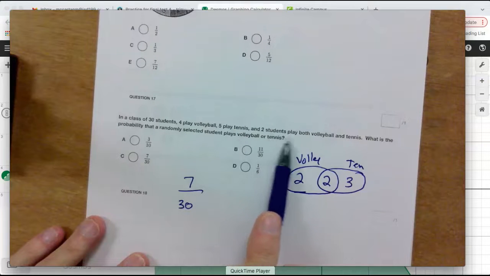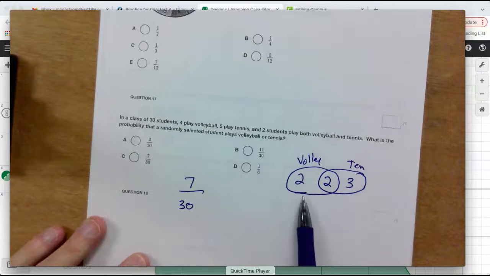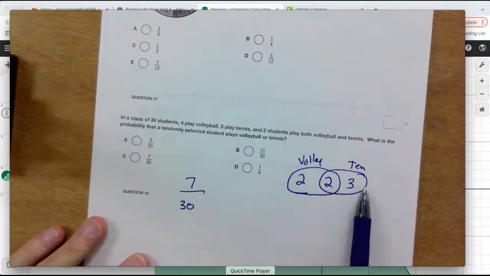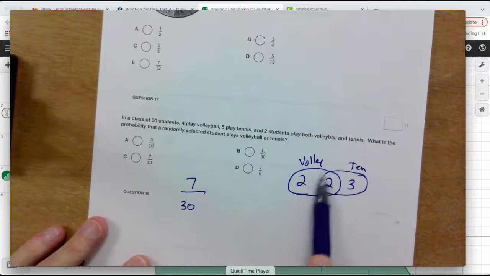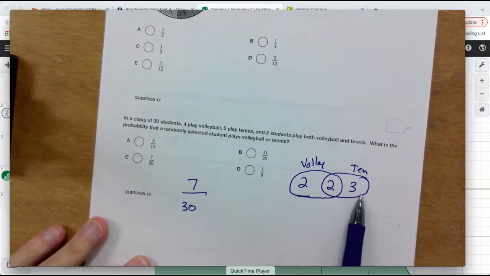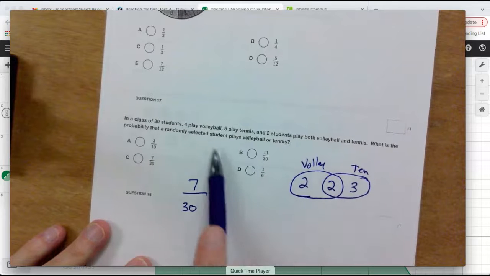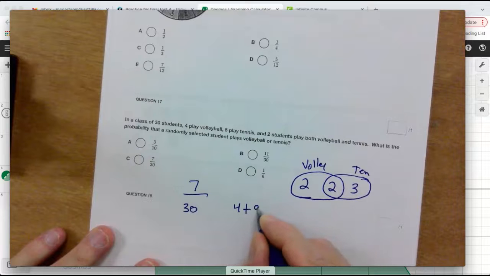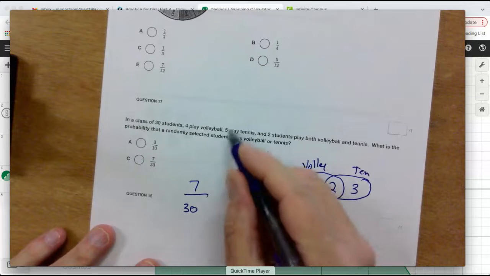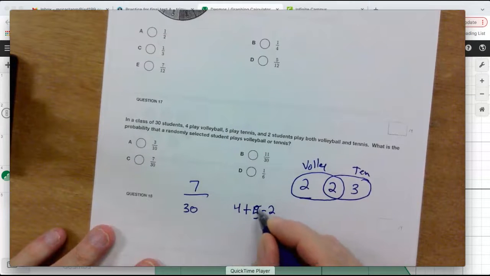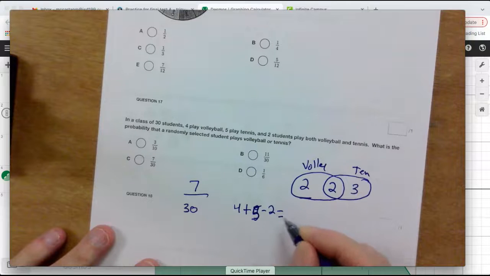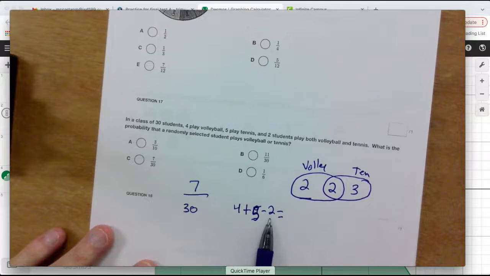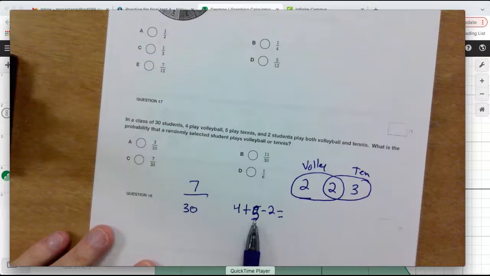However, 2 students play both. So it's really 4 play volleyball like that and 5 play tennis like that, where 2 is in the middle. The number of students is really 7 that play volleyball or tennis. And you can think of it like this. It's 4 plus 9 minus 2. Oops, 4 plus 5 is 9, because those 2 right there, we added them here with the 5.